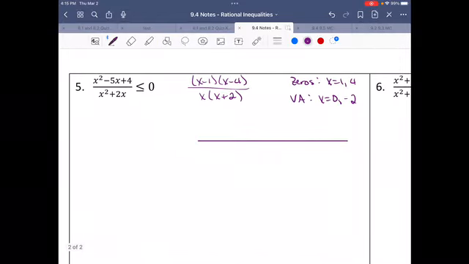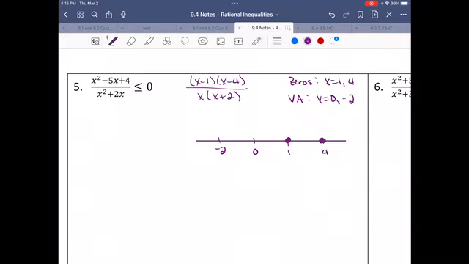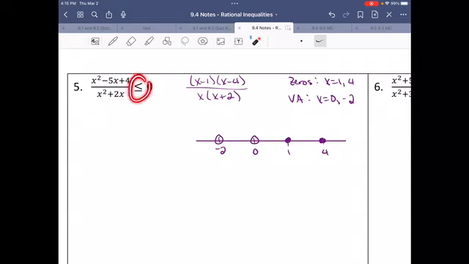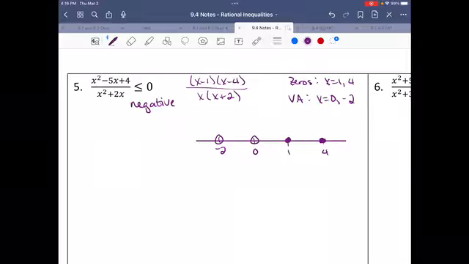All right, so we're going to draw a number line in order from least to greatest. So that's going to put negative 2 first, followed by 0, followed by 1, and then 4. Now, what that equals to tells me my zeros are included, my x-intercepts. But no matter what symbol you have here, regardless, you need an open dot for your vertical asymptotes. They're always excluded values. All right, so you have a bunch of zones to test. Okay, and we are looking for that's less than 0, so negative.